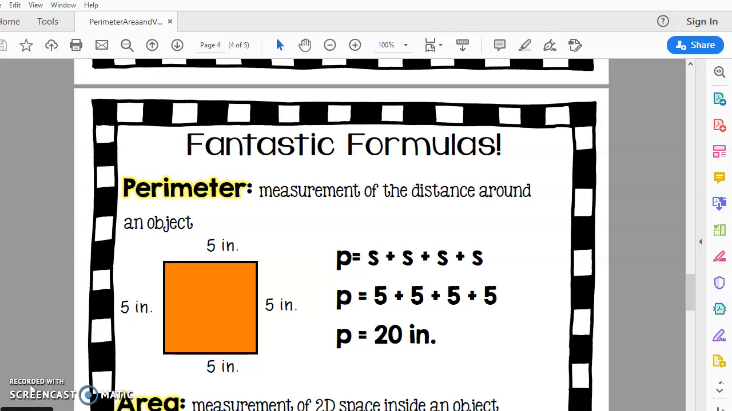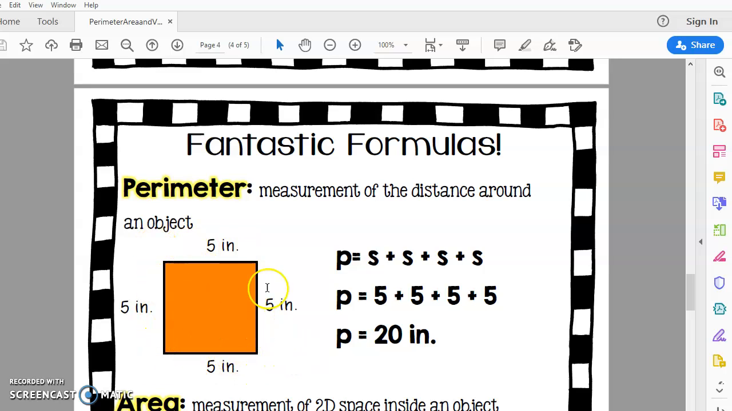I'm making this video to do a quick review over what you learned last week and what you're going to be doing this week. Last week you were talking about perimeter and area. Again, this is a quick review. We all know what perimeter is. Perimeter is all the space around the outside of an object. The way you find perimeter is you add all the sides together.